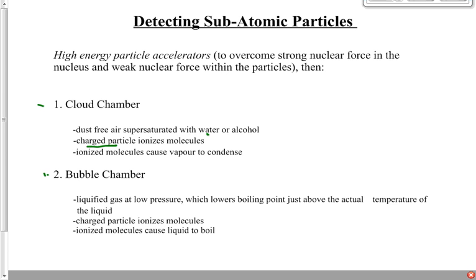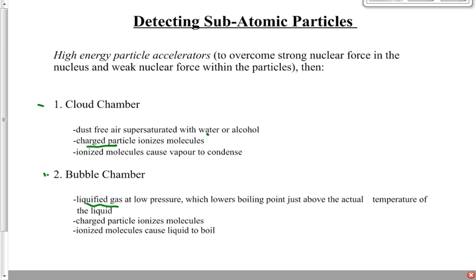The second way we can do it is called the bubble chamber, and it's effectively the opposite of the cloud chamber. Instead of having a dust-free air supersaturated with water and alcohol, in other words, instead of having a gas, we have a gas that's been liquefied. It's turned into a liquid. It's at a low pressure, and that lowers the boiling point of this liquid. So you've got a liquid, but it's just about ready to boil because we've lowered the pressure.